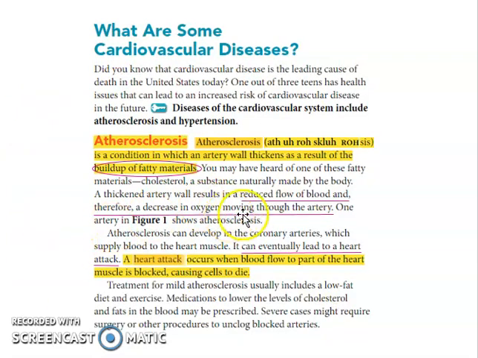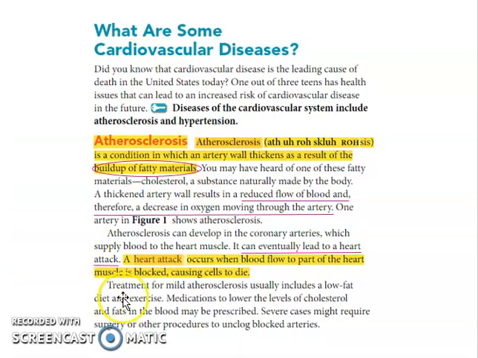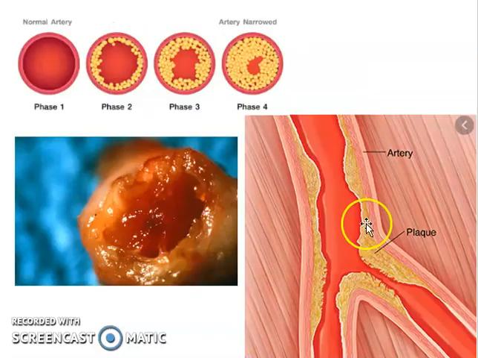So here, atherosclerosis can develop in the coronary arteries, where coronary arteries are in our heart. It can eventually lead to heart attack. Oh my goodness, so this is really bad. So when this thing is happening, it could lead us to heart attack, and then heart attack could lead to death. Heart attack is happening when the flow of blood in our heart is blocked. So imagine there is a blockage here.